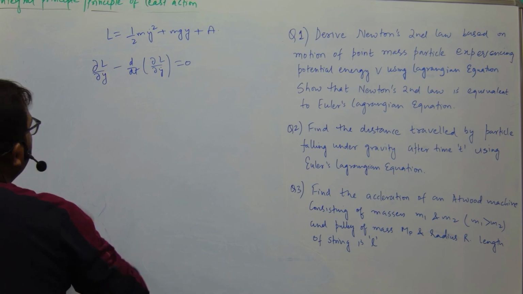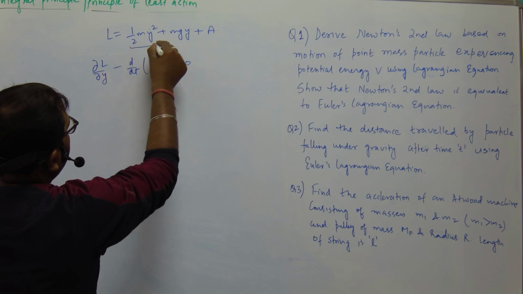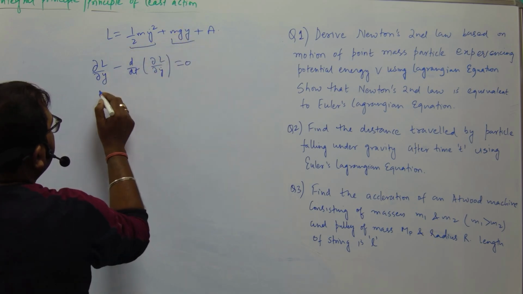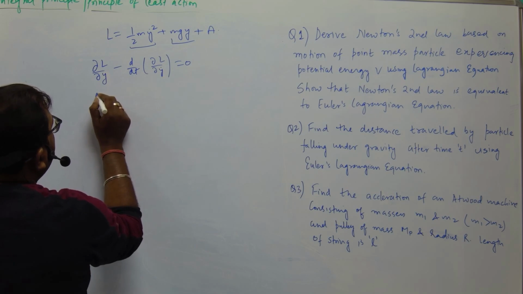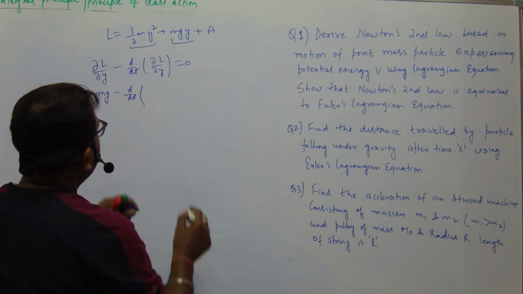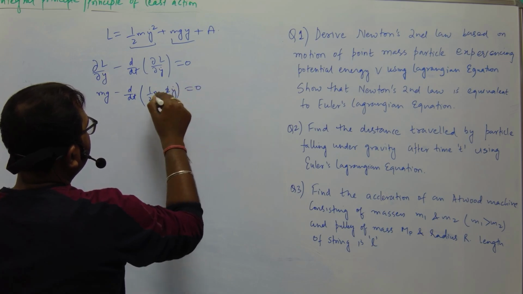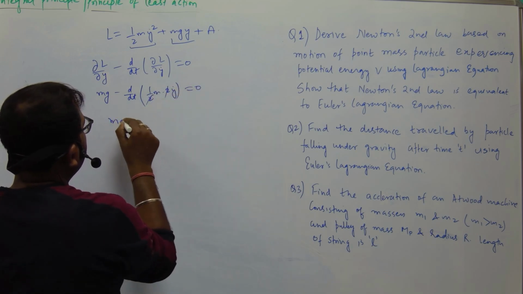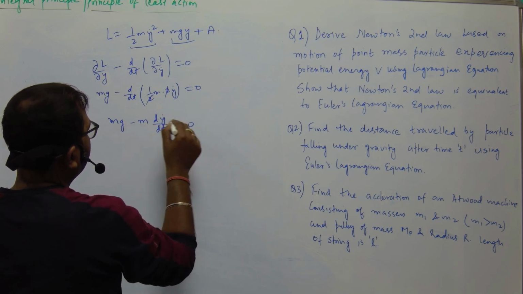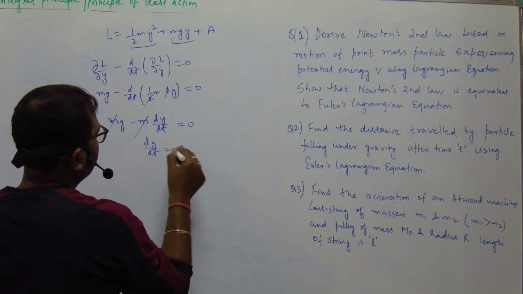So we have the value of del L upon del y. There is no term of y in this term; the term of y is in this particular term. This is mg minus d upon dt of del L upon del y dot, which is half m y dot, equal to 0. So minus m into d y dot upon dt equal to 0. We have d y dot upon dt equal to g.